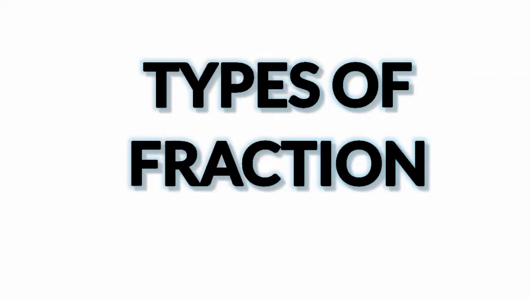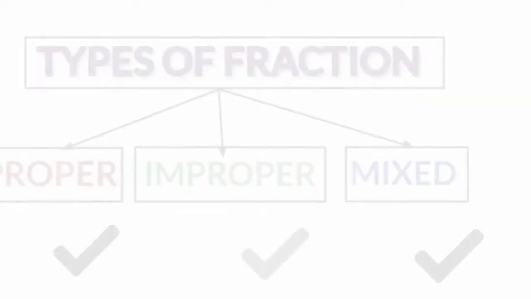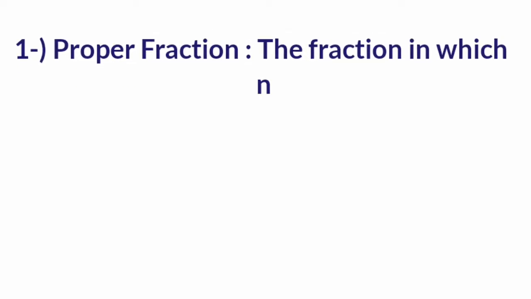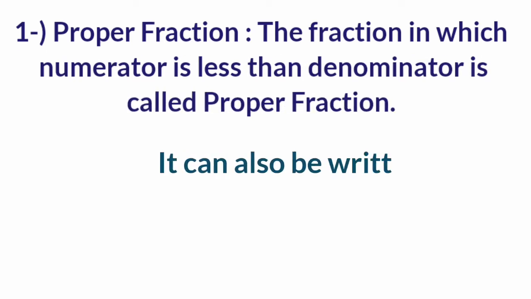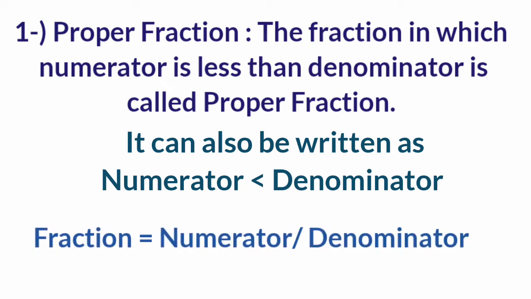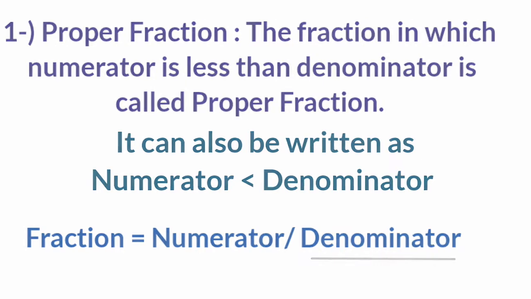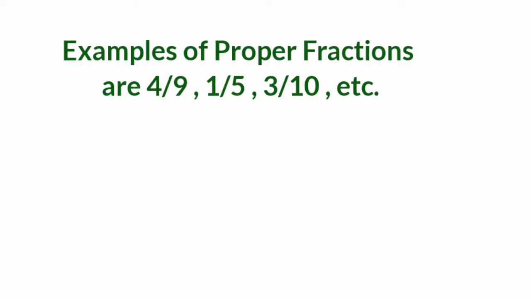Types of fraction. Fractions are of 3 types. First, proper fraction, second, improper fraction, third, mixed fraction. Let's start with proper fraction. The fraction in which the numerator is less than the denominator is called a proper fraction. We know that a fraction is written as numerator upon denominator. It means the number which is above is the numerator and the number which is below or down is the denominator. Some examples of proper fractions are 4 upon 9, 1 upon 5, 3 upon 10, etc.